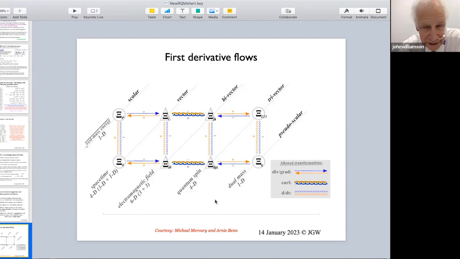And this is courtesy of both Michael Mercury, who decided, I drew a diagram and he decided it was better done like this, and he's right. And Arnie Ben, who actually drew the diagram. So thanks to both of them.